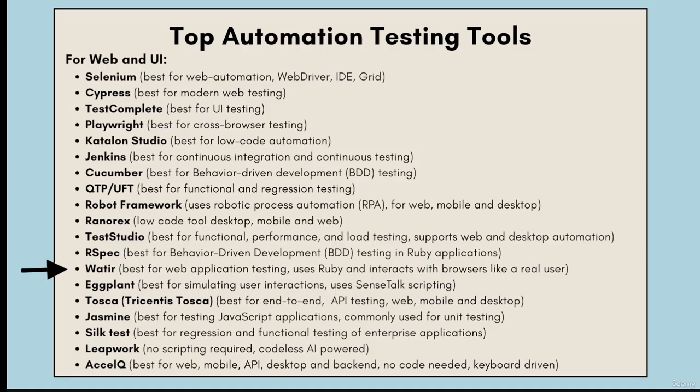So Watir. This one is best for web application testing. It uses Ruby, and it interacts with browsers like a real user. It's open source. You can do web automation testing with real browser interaction. It also supports Ruby. And it's popular because it's lightweight, it's flexible, and it's easy to integrate with other Ruby testing tools.